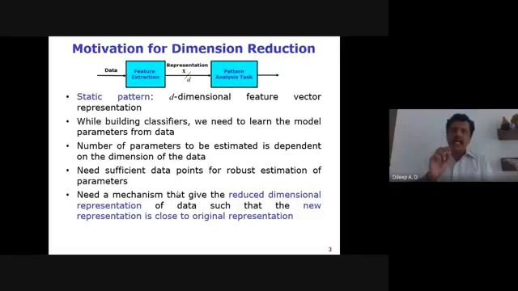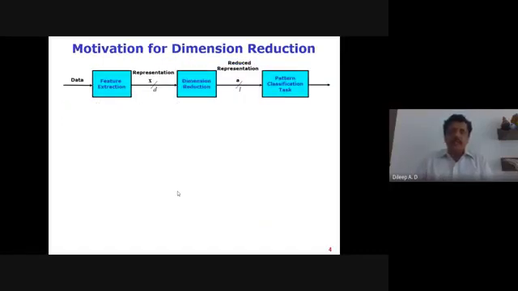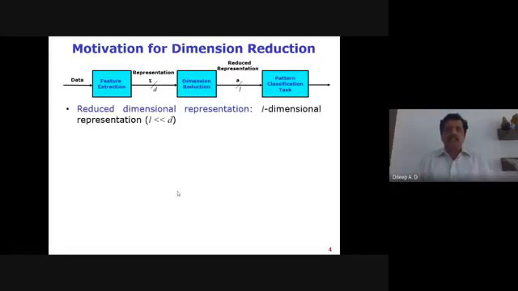What we are talking about is dimension reduction. My original data, as you see in this figure, is represented as a d-dimensional feature vector. I'm using some mechanism to transform this d-dimensional representation to an L-dimensional representation. It's a feature transformation, so keep this in mind. The new representation is L-dimensional, where L is much smaller than d. This is what I'm talking about: dimension reduction.